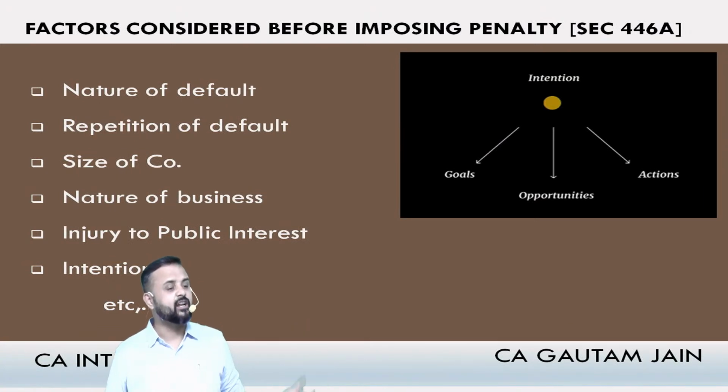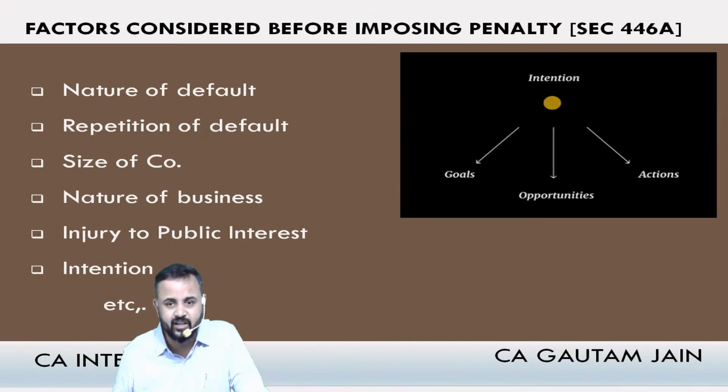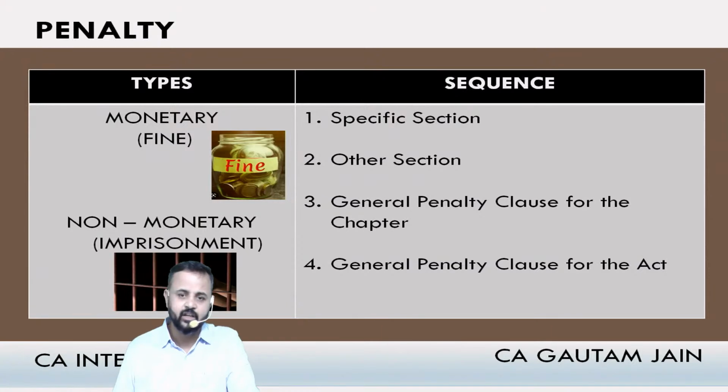So like that, there are a few factors which we talked about. Few. Why I am saying few? There can be more factors as well. That's where I've written etc. as well, and I have told you this is an inclusive list. This is not an exhaustive list. Different types of penalty we talked about. So monetary, non-monetary, isn't it?